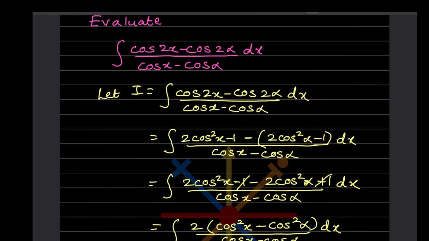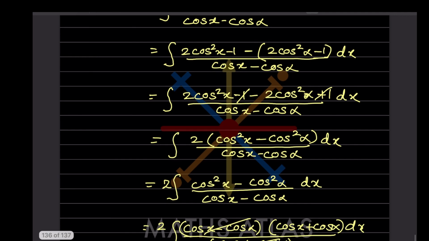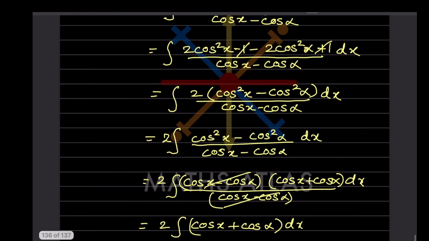That is 2 cos square alpha minus 1. So now the denominator is the same. So now again this the same minus, and you are just going to expand it. That will be minus 2 cos square alpha, and this minus minus becomes plus 1, and the denominator the same. So now minus 1 and plus 1 gets cancelled. So from these two, we can take 2 common. So what remains in the bracket is cos square x minus cos square alpha divided by cos x minus cos alpha dx. So now this 2, we can take outside the integration sign, and then this remains.